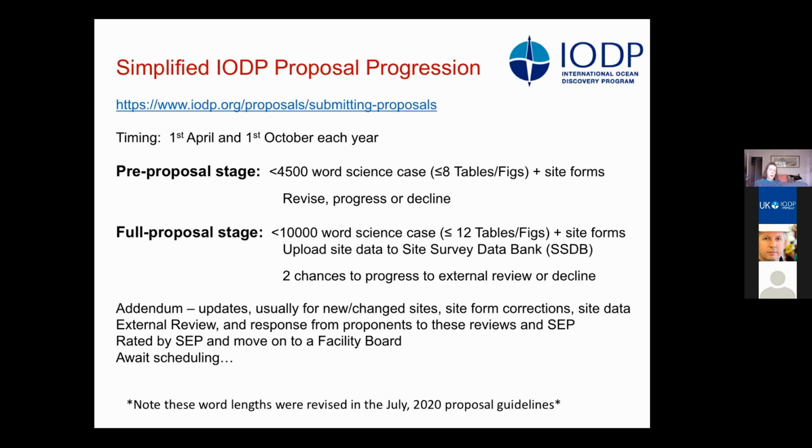As I said, the proposal goes out to external reviews. These are usually 4 or 5 reviewers. They will give their opinion on the proposal, and based on that and the SEP opinion, we then give a rating, and I'll come to what those ratings are in a minute, and then we move it on to the appropriate facility board, and then the next part is scheduling.